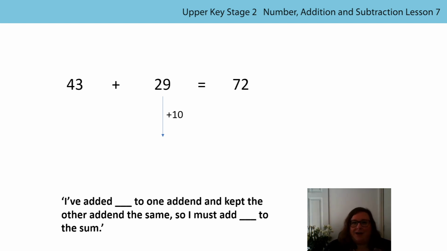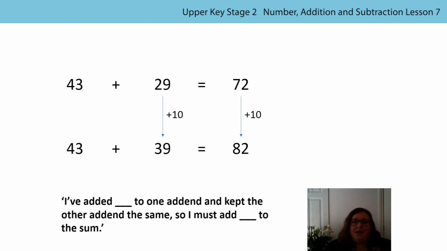That's right. So how am I going to change 72? Well, my ones digit isn't going to change, but my tens digit is going to change by 1 ten to an 8. So my new equation is 43 add 39 is equal to 82. Where can you see the change in the second equation?